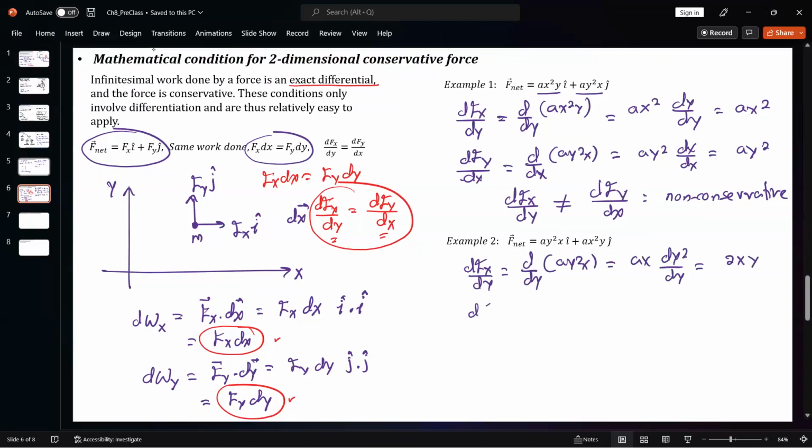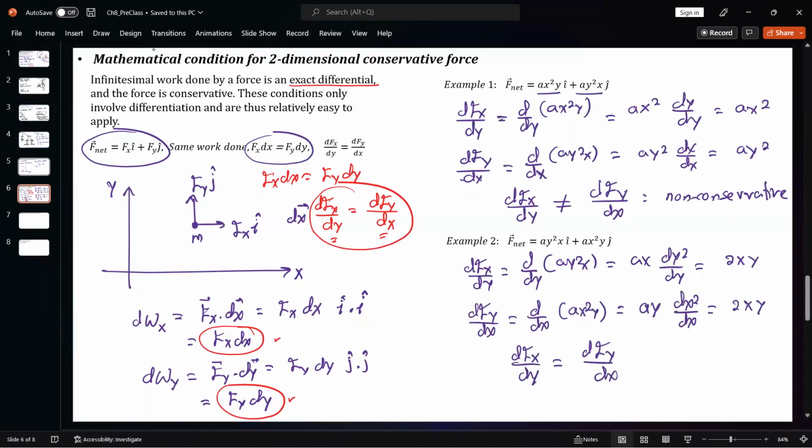Very simple. And then we'll do the y component with respect to x, d over dx, parentheses, ax square y. Then the ay comes out, dx square over dx. So that's a power rule, right? This is going to be 2xy again. Now, clearly, you can see the exact derivatives are the same, which means d of fx divided by dy is the same as the derivative of the y component with respect to x.